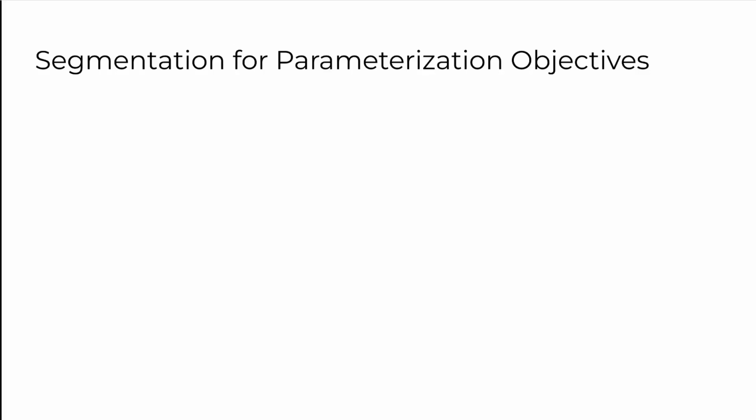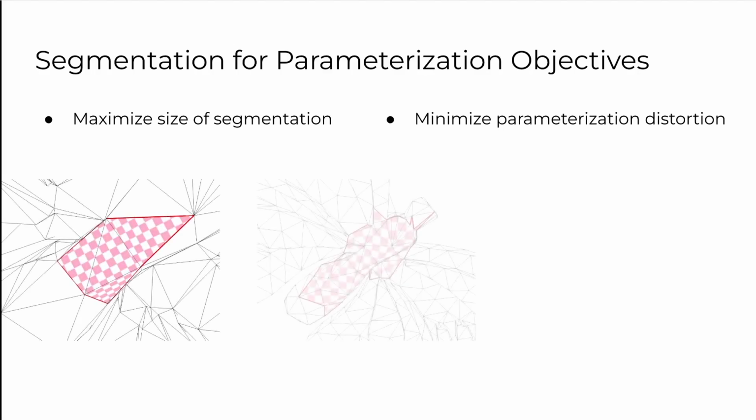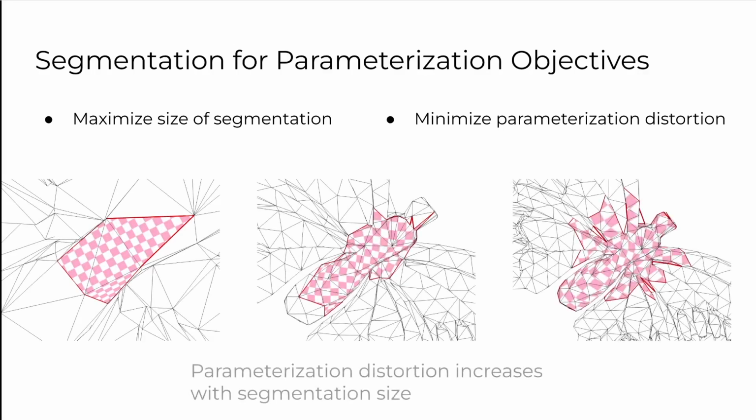The key objectives of segmentation for parameterization are to maximize the size of the local region while minimizing distortion of the resulting map. This is a difficult problem because the objectives are contrastive. Distortion increases with segmentation size, so the problem is ill-defined. Due to these difficulties, we take a neural approach.